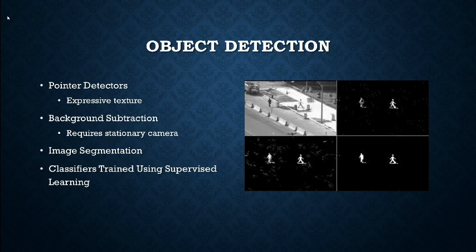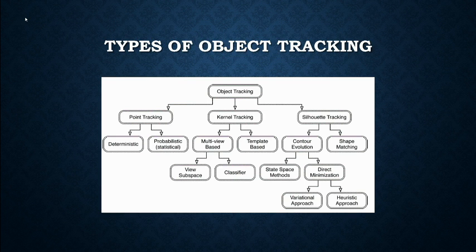Two other ways of doing object detection: one is image segmentation, which is kind of like background subtraction, except you're trying to segment each object into its own segment, and then the background can be its own segment, or it might have separate segments, depending on the algorithm or the detector. And then the last kind of object detection mechanism you can use is to train classifiers using machine learning techniques.